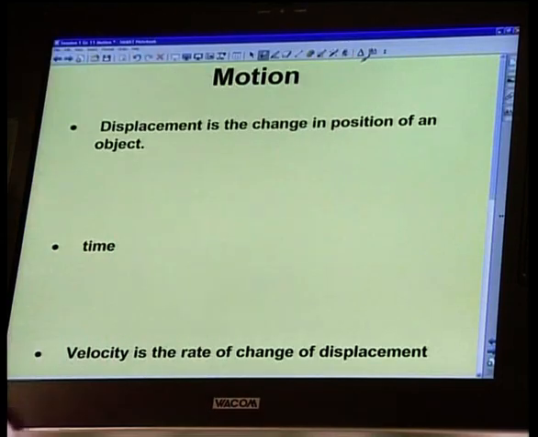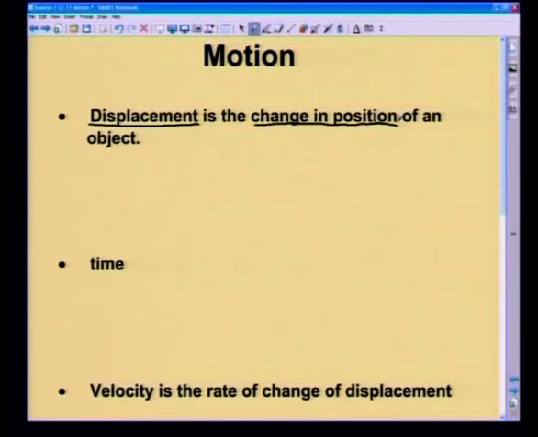Now, let's look into motion in detail. We have quantities that we use to describe motion. One of the quantities that we use to describe motion is displacement. Now, the question is, what is displacement? Displacement is the change in position of an object. To gain displacement, an object needs to be changing its position.